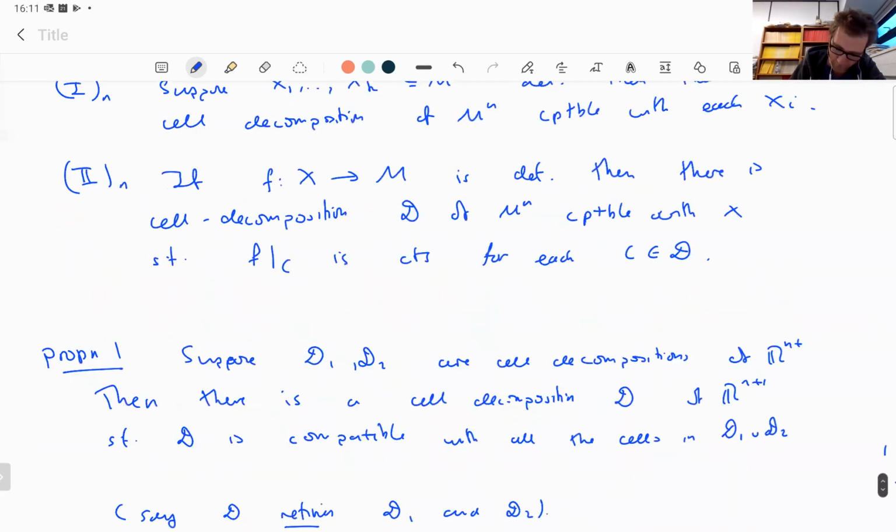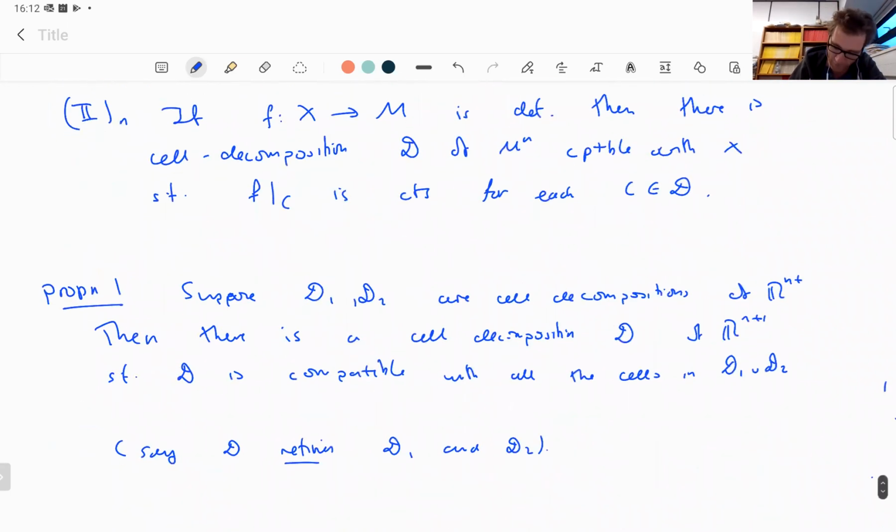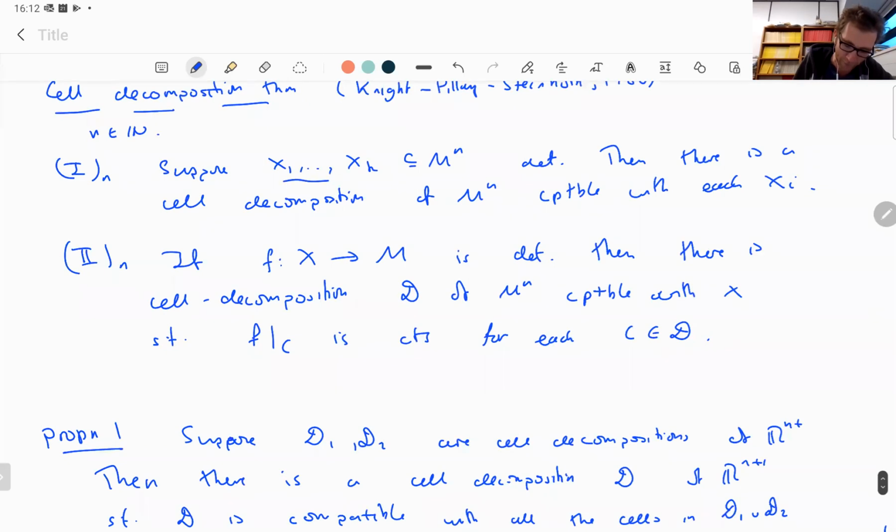And we had one proposition. So remember what we want to show. We want to show that if we've got finitely many definable sets, then there's a cell decomposition of the ambient space which is compatible with each of them. And we stated this proposition here, which says if you have two cell decompositions, then there's a common refinement. So that was proved under the inductive assumptions. So by this proposition, we can assume that there's only one of these X's.